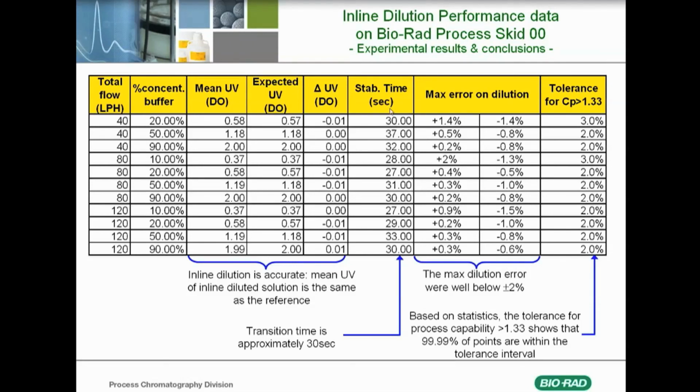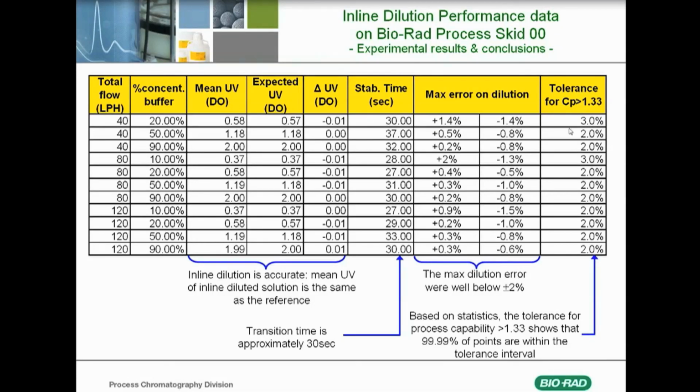You can see here how much time it takes to reach the target value. And you can see that the transition time is around 30 seconds. 30 seconds, I would say we have to remind that we don't want to have overshoot. So we have to be, let's say, fast, but we have to be quite conservative so as to not stress too much the inline dilution and have overshoot. But 30 seconds is quite good results. And you can see here how much we deviate around the mean value. So always less than plus or minus 2%.